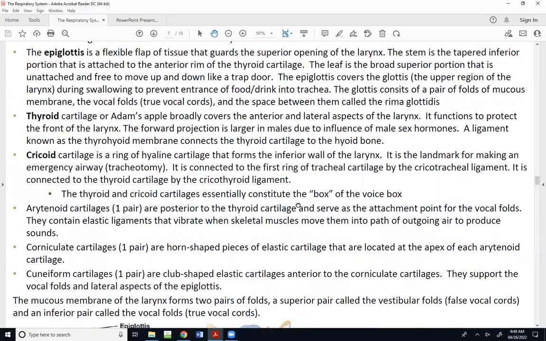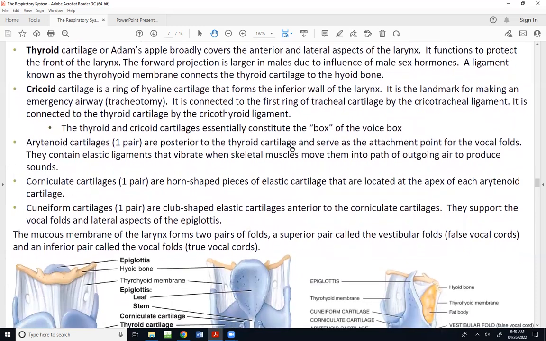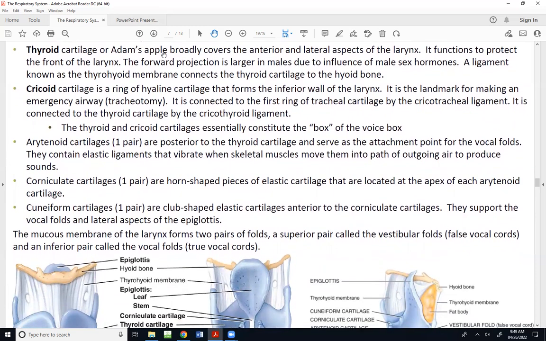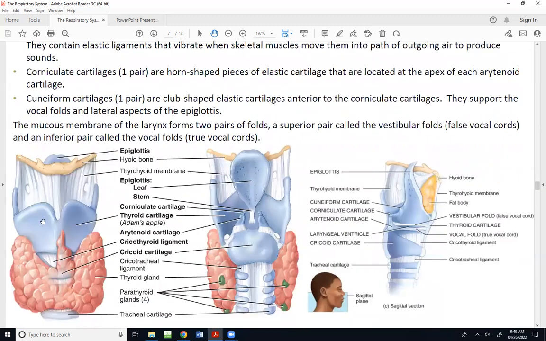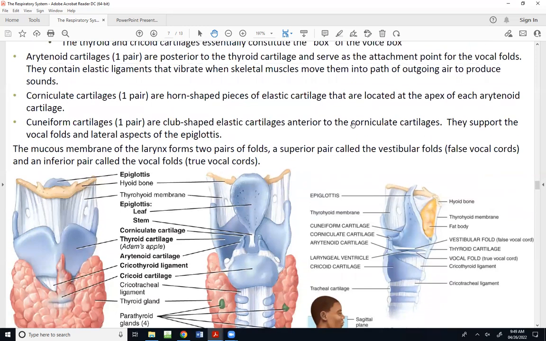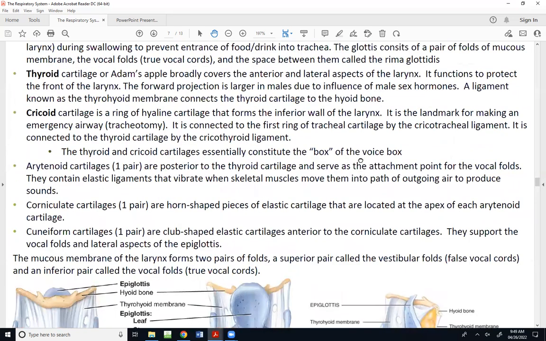But the rima glottidis is not labeled. The thyroid cartilage is what we commonly call our Adam's apple, that very broad, anterior projecting structure on the front side, but it also forms a good portion of the lateral and posterior walls of your larynx. This little indentation, I'm sure it has a name, but it's not labeled, so I don't even know what it is. You can actually kind of feel for that. If you want to, you can try to find it, but that's all part of your thyroid cartilage.